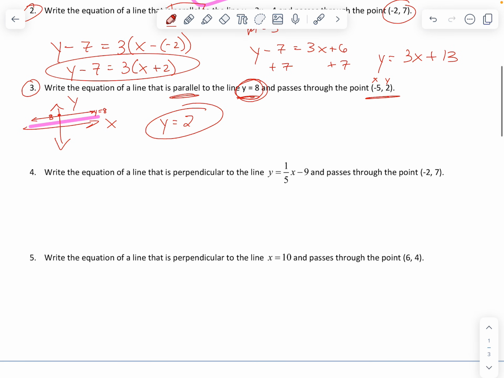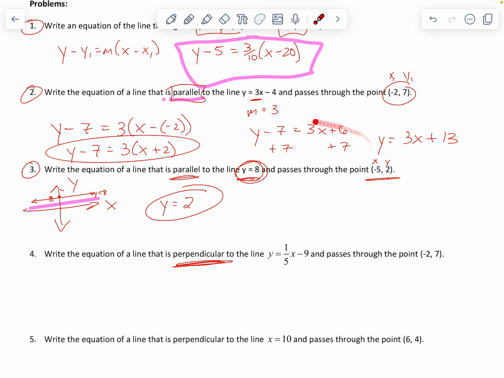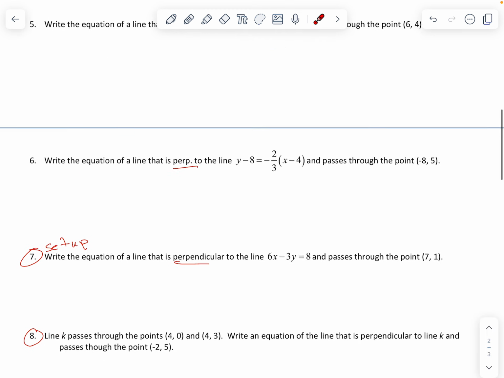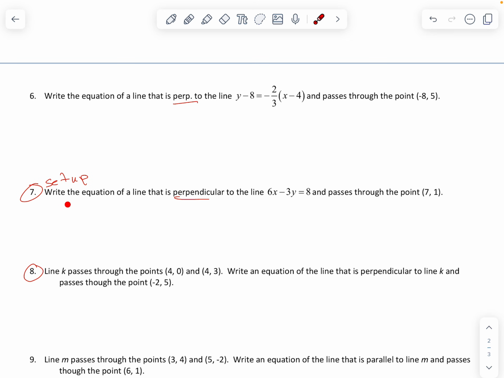Okay, I'm going to skip 4 and 5. 5 is very similar to number 3 that we just did. 4 is pretty close, but this is perpendicular, so you'll do the same thing as up here. The only difference is, of course, that you'll flip that slope.